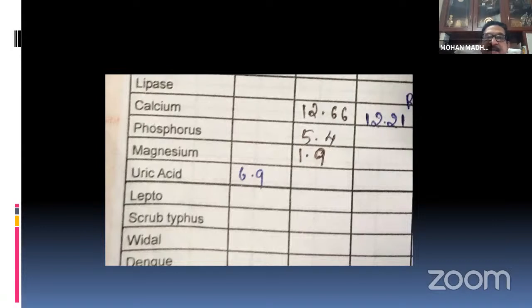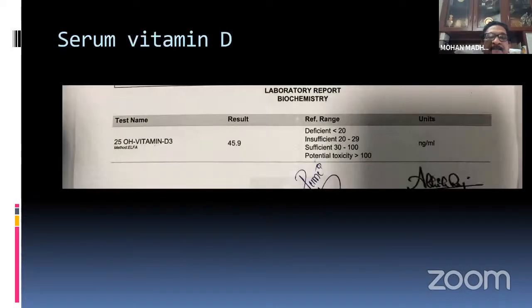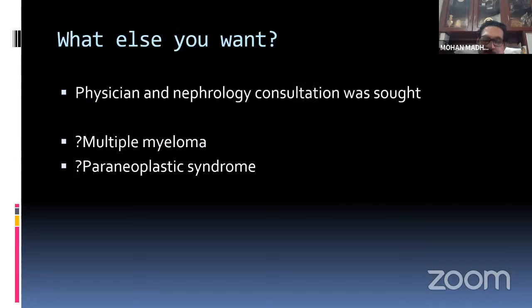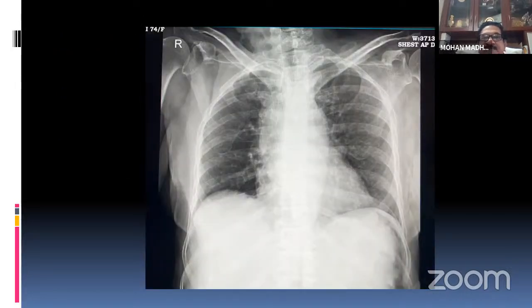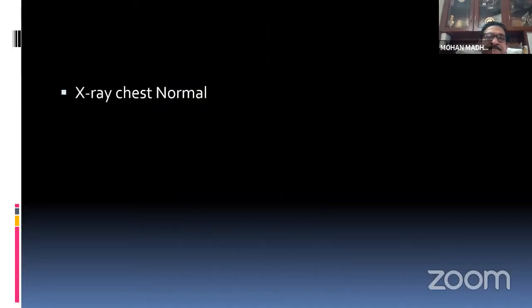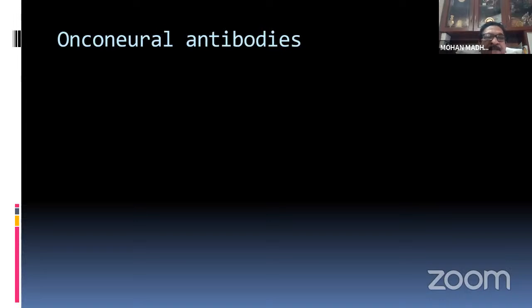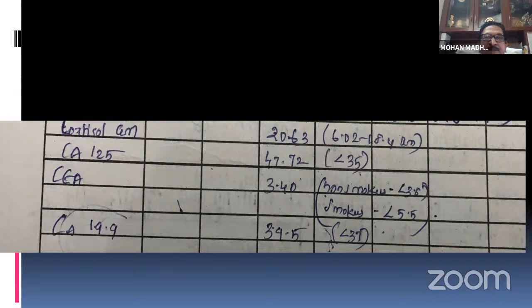Serial calcium was 12.66, and two days later 12.21. Vitamin D was checked, thinking of possible vitamin D intoxication, but that was also normal. So, in a difficult situation, we consulted the nephrologist. They considered the possibility of multiple myeloma and paraneoplastic syndrome, given the older age. We asked for an X-ray chest, which was normal. Oncogenic antibodies were sent. Cortisol was normal, and CA-125 and CA-19.9 were within the normal range, with only mild elevation otherwise.